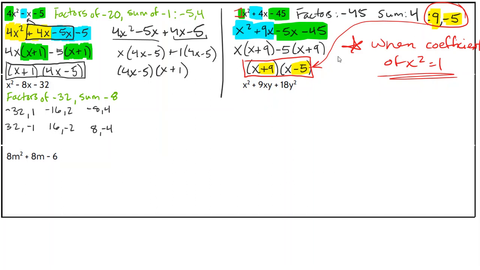Then we go to 16 and 2. So negative 16 and 2, nope. 16 and negative 2, also nope. Moving on. Negative 8 and 4, no. 8 and negative 4, no. And that's it. We've used all the factors.